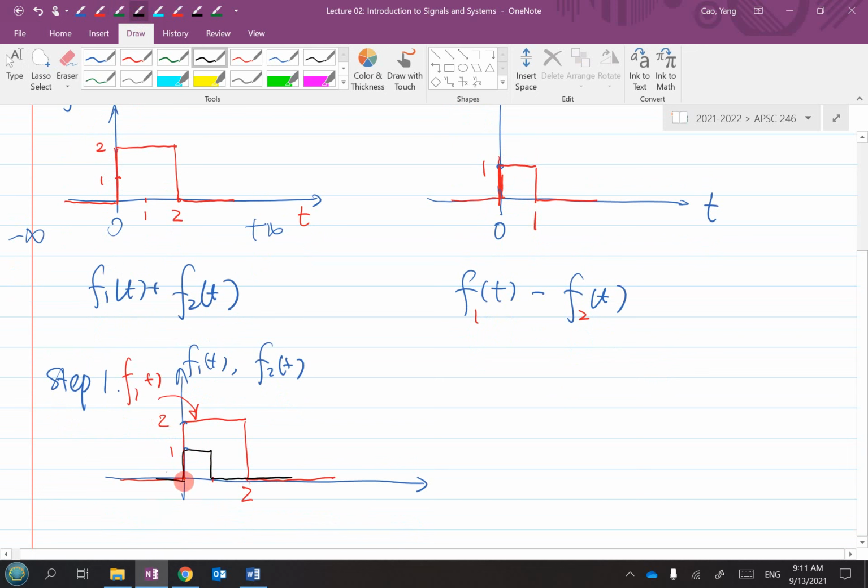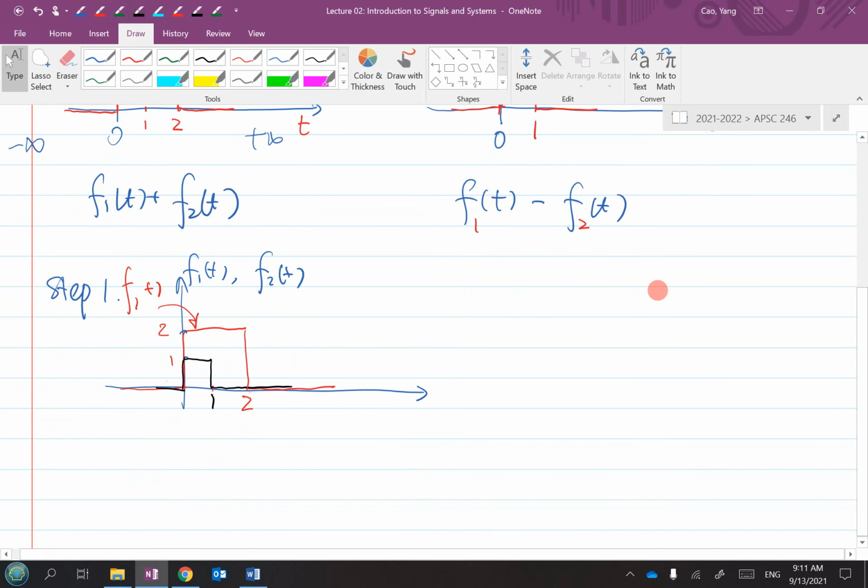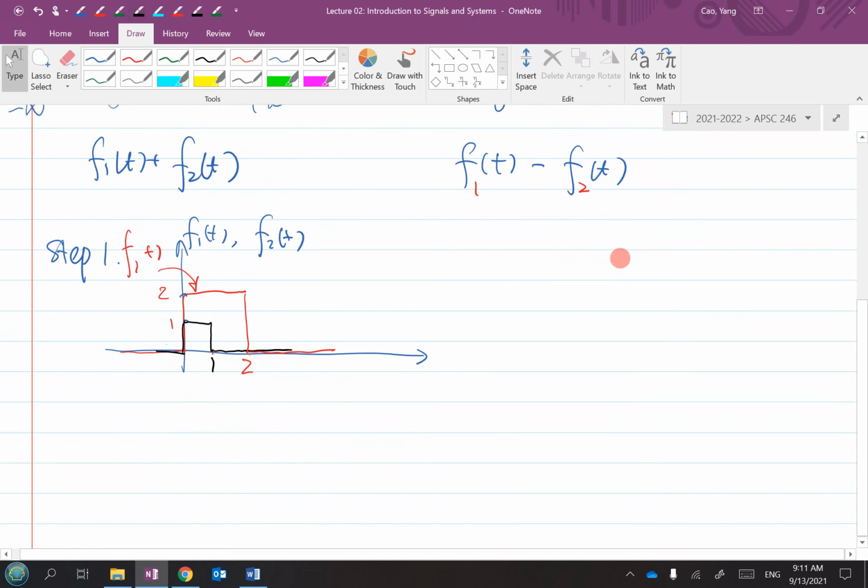Right. So the black one is f2 of t. This way, it's not very accurate, but it's a fairly good depiction of what they are, right? Yeah. So this is 1 here. Label the important values appropriately on this graph. Once you've done this, you can start working on the subtraction or addition. Let's work on the addition first, and then you can practice subtraction yourself.